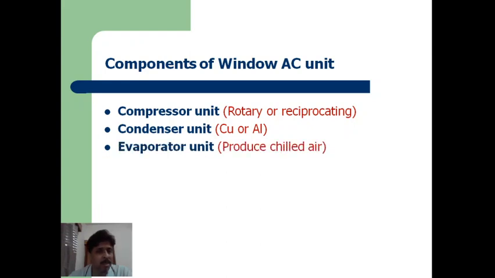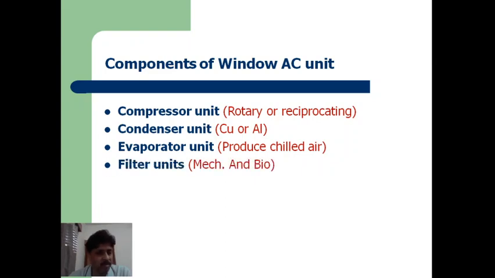Next one is the evaporator unit. The inside coil is known as the evaporator unit. It is also known as the chilled coil or cooling coil. Whatever cool air comes inside the room comes through the evaporator coil. This is also made of copper, or in many cases aluminum, but copper is preferred.